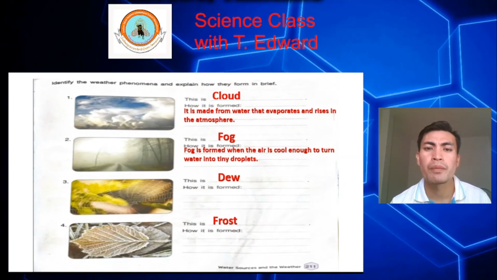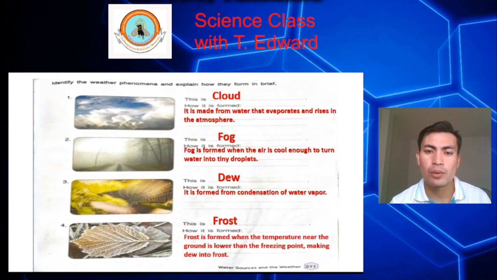Next is dew. What is dew and how is it formed? It is formed from condensation of water vapor. The last one is frost. Frost is formed when the temperature near the ground is lower than the freezing point, making dew into frost. So all these sentences are actually found in your book. The dew and the frost are found on page 210. So I want you to go there, pause the video, and highlight all these words so that you will be able to remember them and study them quickly.